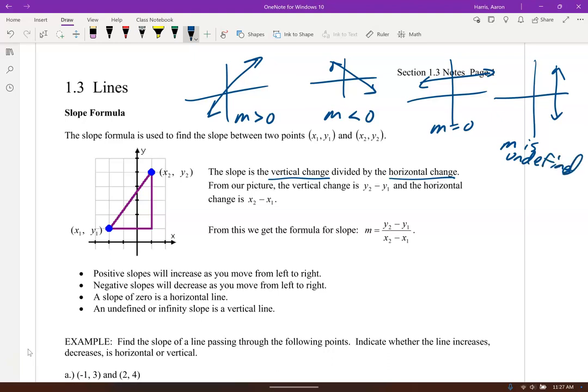And the way you find the steepness is the change in y over the change in x. In other words, you take the y2, you subtract the y1, that's your vertical change, over your x2 minus your x1, right? So there's your slope equation.